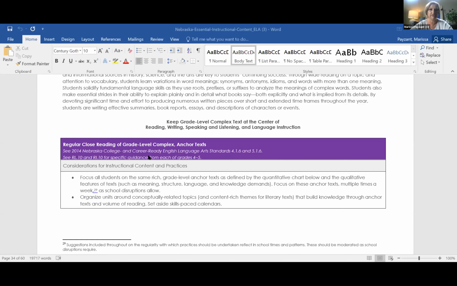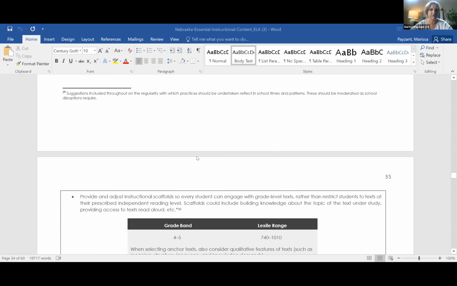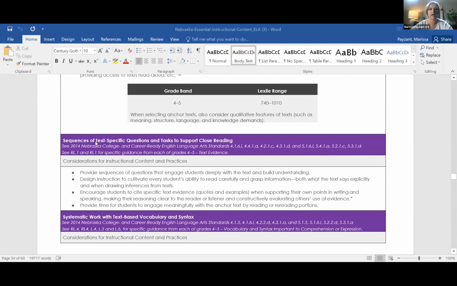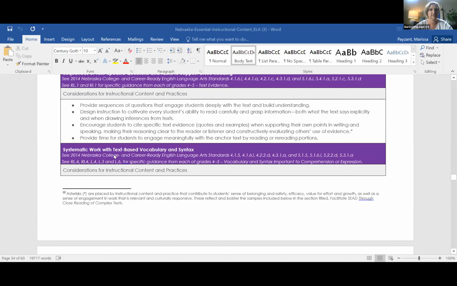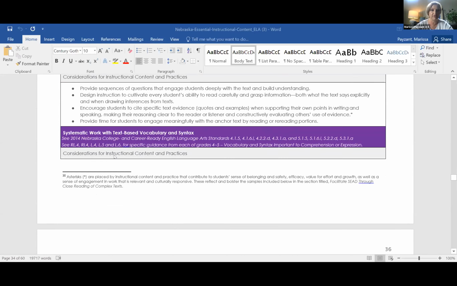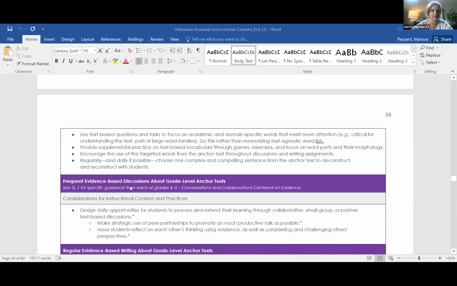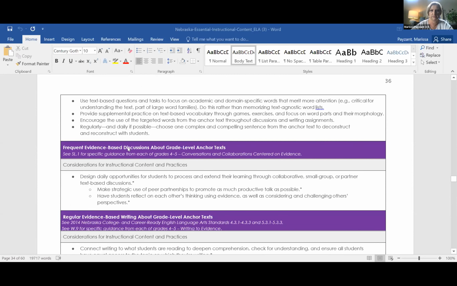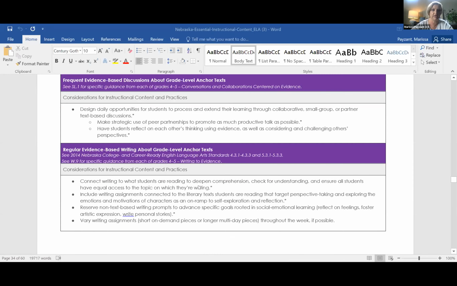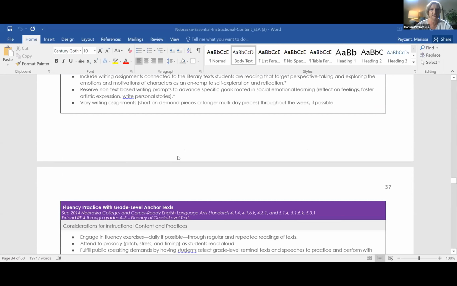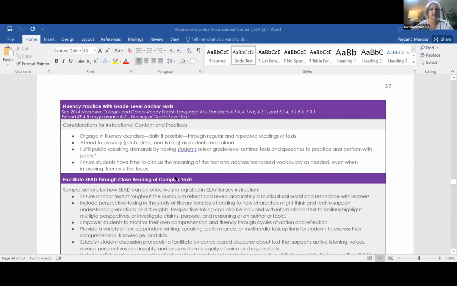You'll see under each one of these categories, we've got the Nebraska standards and then the Common Core state standards for English language arts. Some bullet points here about text-specific questions, some information about text-based vocabulary, and again, all of it standards aligned. Evidence-based discussions about grade level anchor texts, regular evidence-based writing about grade level anchor text. Fluency practice is at all grade levels.